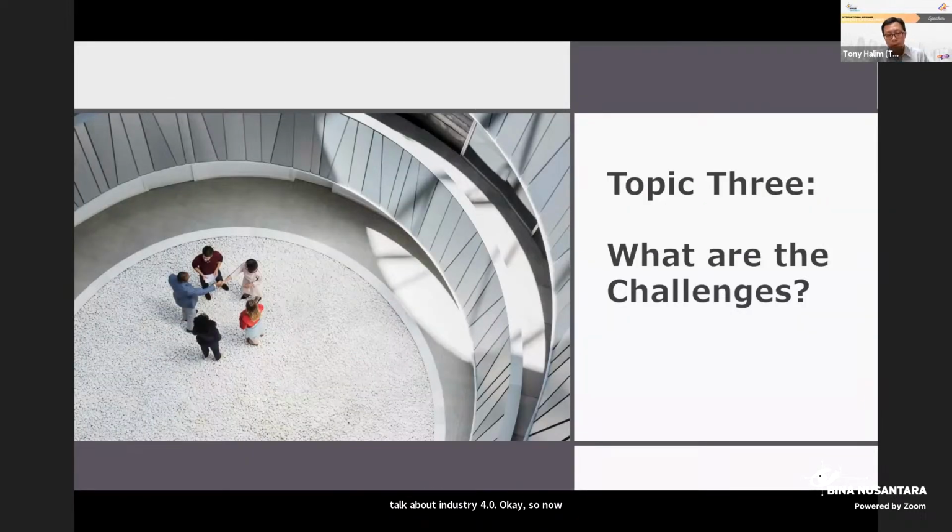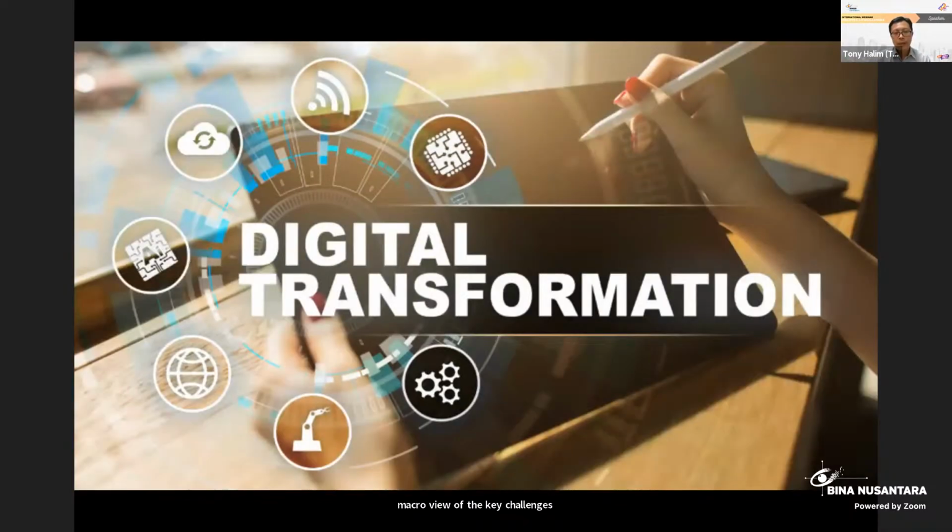Now the next segment, of course the most important, is the challenges. To build on the first speaker on the challenges, I'm going to offer you a very macro view of the key challenges in this Industry 4.0. As you can see from all my sharing earlier, Industry 4.0 relies very much on digital technology, on computing, on the internet. Because of this reliance on the Internet of Things, the cloud systems, and communications, you are relying a lot on the virtual world as well.